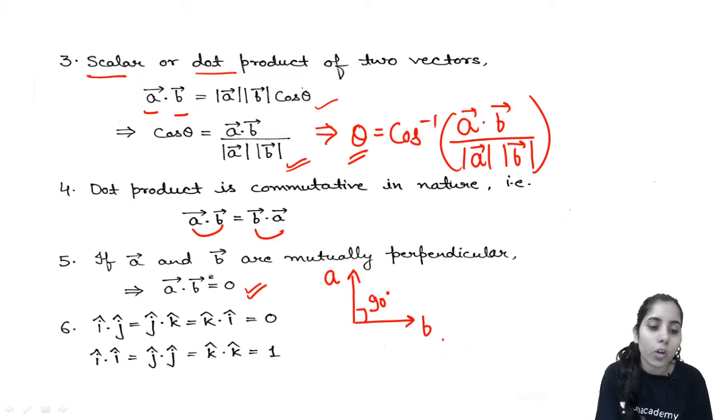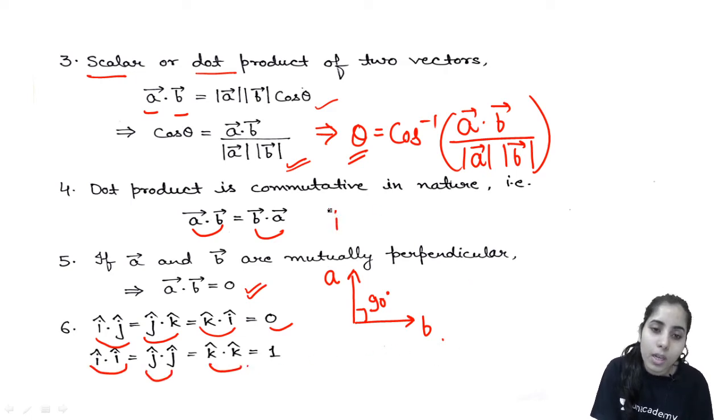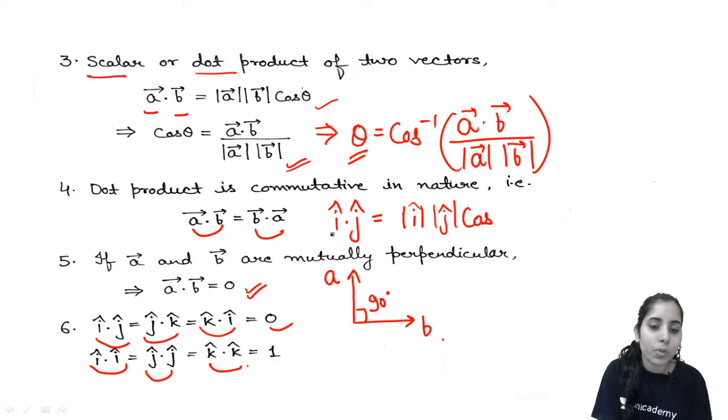If you take the dot product of one unit vector with another, you will get 0: i dot j is 0, j dot k is 0, k dot i is 0. Clear? Why? Because the dot product i dot j equals the magnitude of i vector, that's 1, and the magnitude of j unit vector, that's 1, and cos theta. Theta is the angle between the x and y axis, that will be 90 degrees. You know cos 90 is 0, that's why it gives 0.